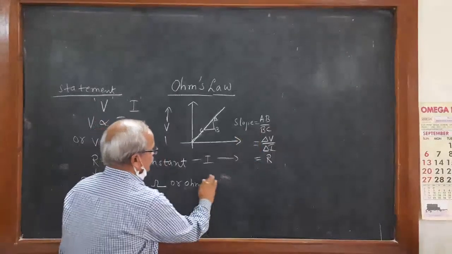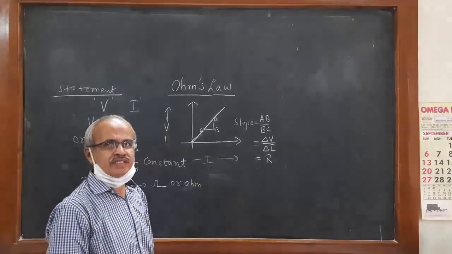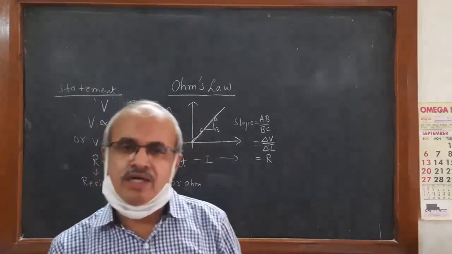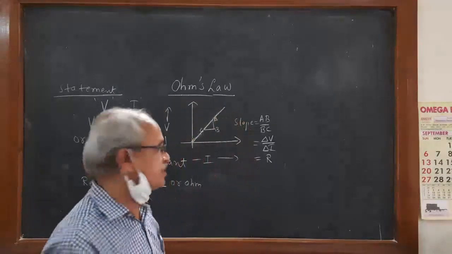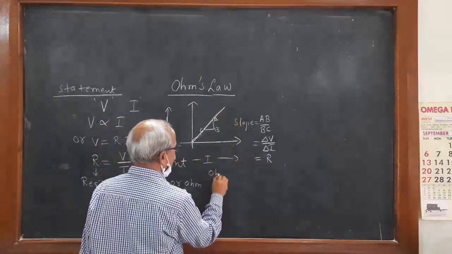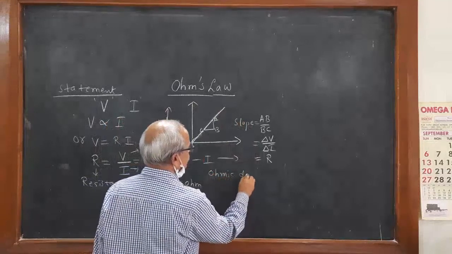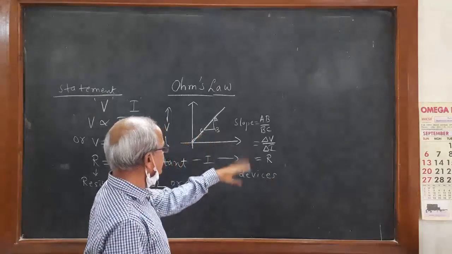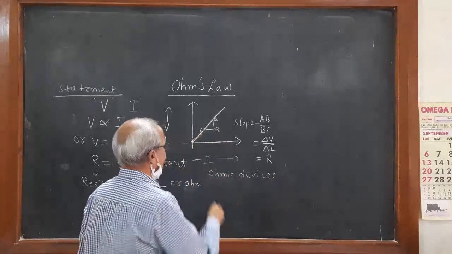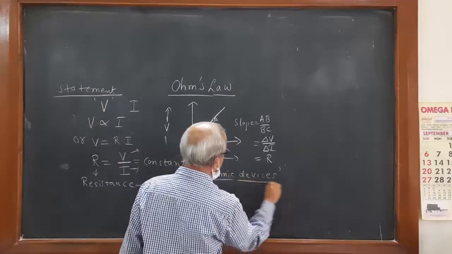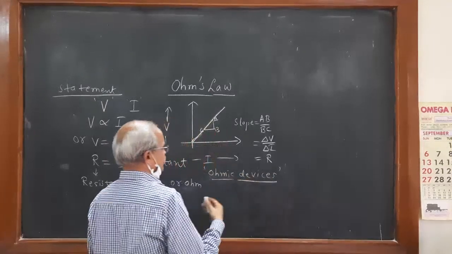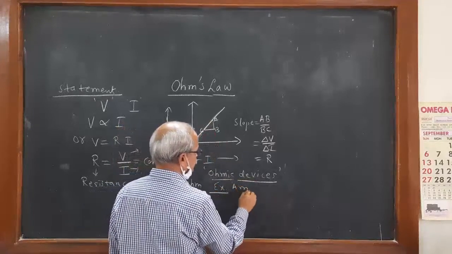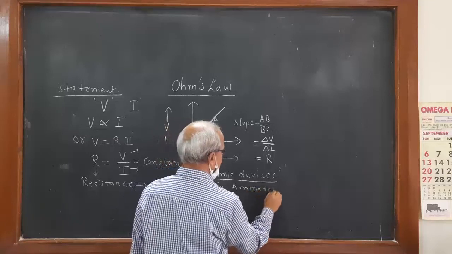Correct? So there are devices which obey this Ohm's law. Those are called ohmic devices. There are devices which obey this relationship between V and I. They are called ohmic devices. And what are the examples I can give for ohmic devices? Ammeter. You can say ammeter, voltmeter.